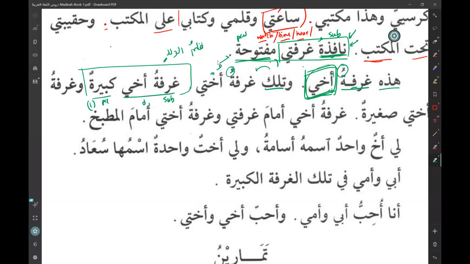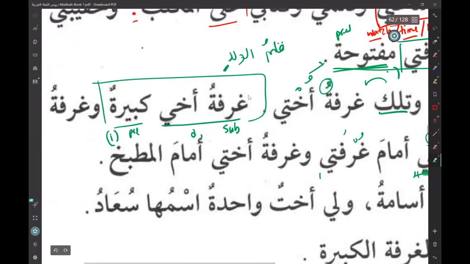Ghurfatu akhi, my brother's room, amam, front of, ghurfati, my room. So what does it mean? It's basically saying there's a lot of "of" going on, right? The room of my brother, front of my room. In the beginning, that's what you should be doing. Just write all the translation here, and then worry about your English translation later. Because when you do small translation, this is when all of your grammar rules will come in. For example, if you just translate it as "a window", it's not going to work. You see one dhamma, so you have to translate it as idafa. So go step by step.